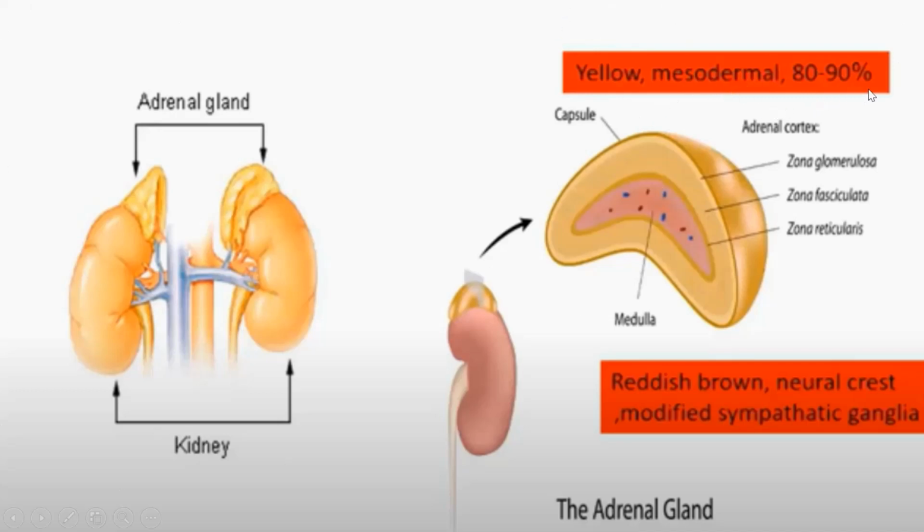It contributes 80 to 90% of adrenal gland, while the adrenal medulla is reddish-brown in color because it has numerous blood vessels. And it's different in its origin, as the neuroectoderm gives rise to it and it acts as a modified sympathetic ganglia.